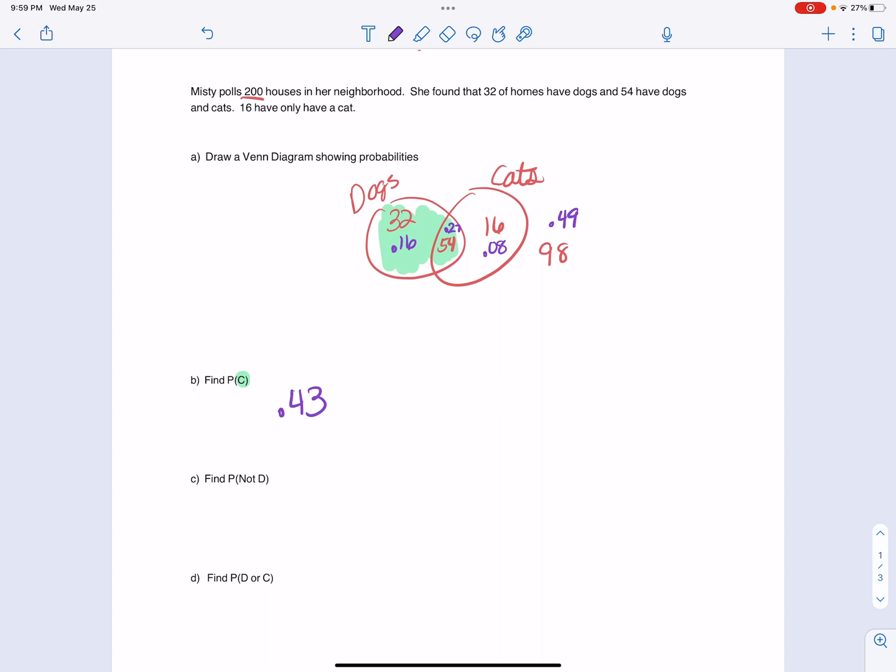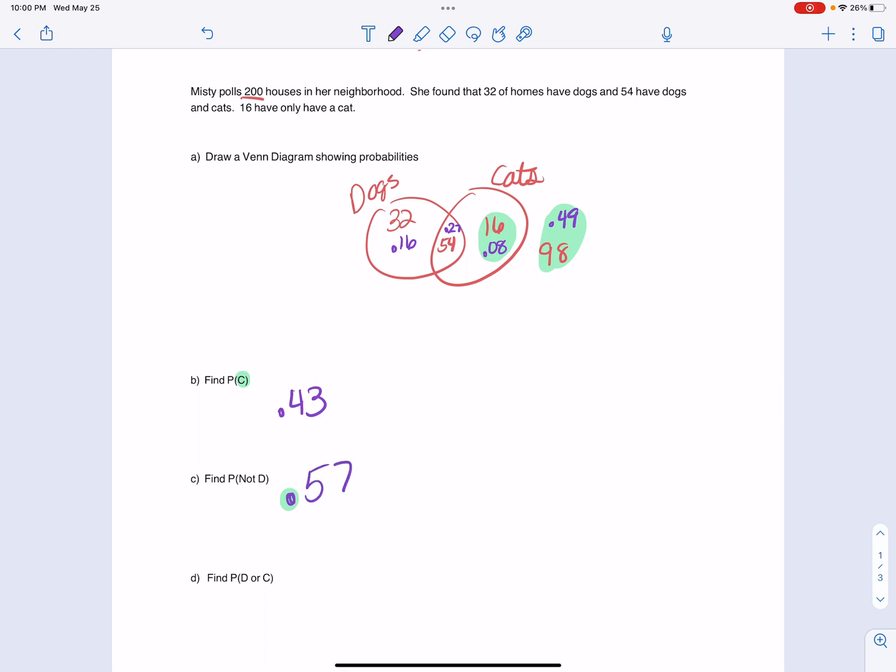Okay, now find the probability, so I'm going to erase this so we can just kind of highlight, of not D. Okay, so if you look at this, this is everybody that doesn't have a dog. Isn't that these two? Because all the other ones have dogs. So you have 0.08 plus 0.49. I can't believe I just put that in the calculator. 49 cents plus 8 cents is 57 cents, right? So I got that one.